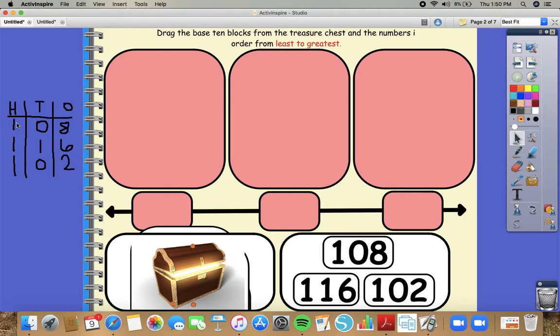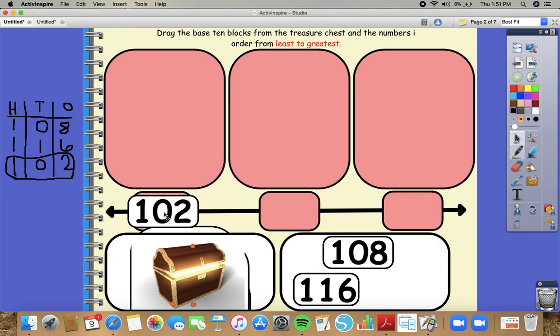So we're going to look at our hundreds place. Who is the smallest? Well, they're all the same, so next we go to our tens place. So who's the smallest? We have a 0, a 1, and a 0. Well, our two zeros are our smaller number. So then we have to move to our next one, our ones place. 2 or 8? Which is the smaller number? 2. So that would mean 102 is our smallest or least number. So we're going to take it and we're going to drag it right here.